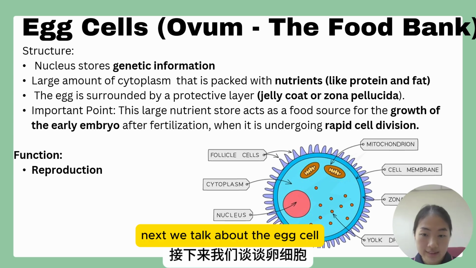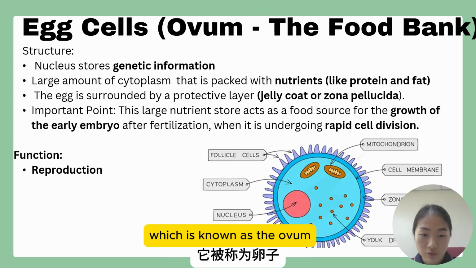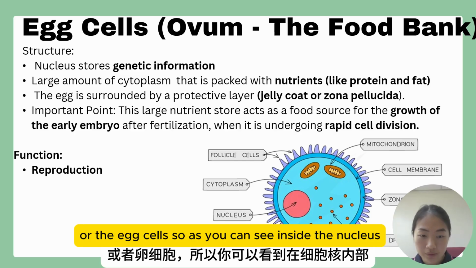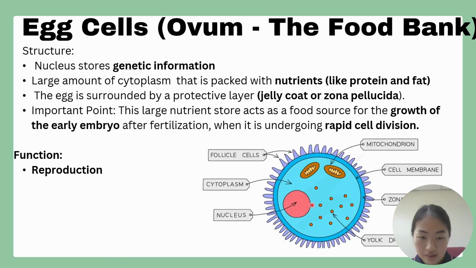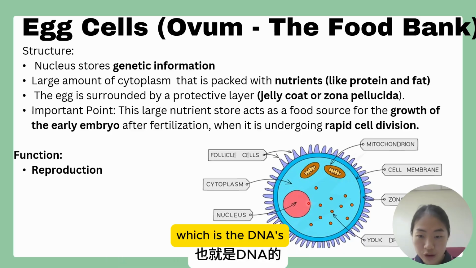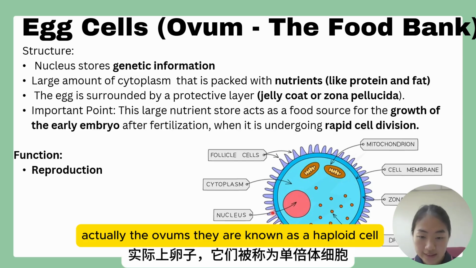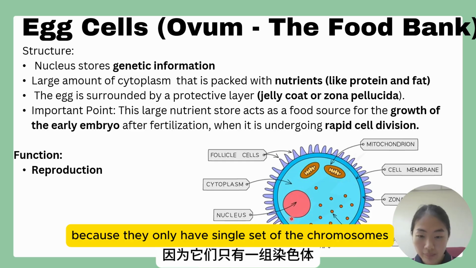Next, we talk about the egg cell, which is known as the ovum. So let's have a look at the structure of the ovum, or the egg cell. As you can see, inside the nucleus, they store the genetic information, which is the DNA. The ovum is known as a haploid cell because it only has a single set of chromosomes inside.